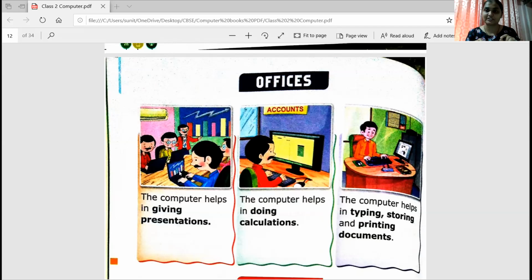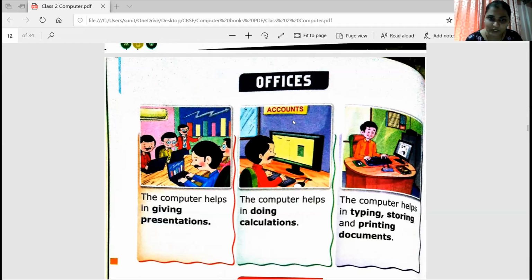Computers in offices are used to give presentations. So computer helps in giving presentations. So I hope that the first image is clear to you. Here he is giving the presentation and others are looking at the presentation. Okay, now let's focus on the second picture.